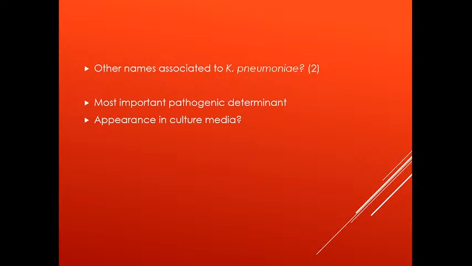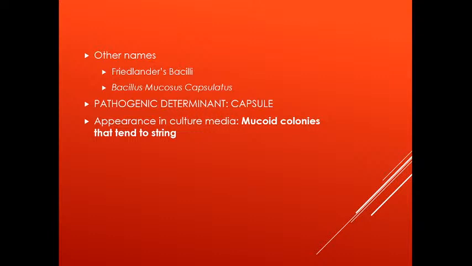Appearance on culture media, it's usually mucoid colonies that tend to form strings. So it's like when you're analyzing semen, no malice, right? When you put an inoculating loop on the colonies, they would form some sort of stringy appearance whenever you try to lift the mucoid colonies up with an inoculating loop. So it's literally like mucus. Now please don't forget the names: Friedlander's bacillus, Bacillus mucosus capsulatus.